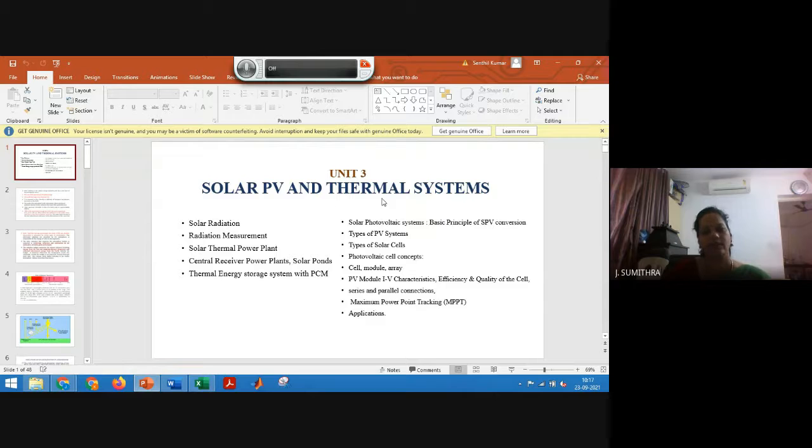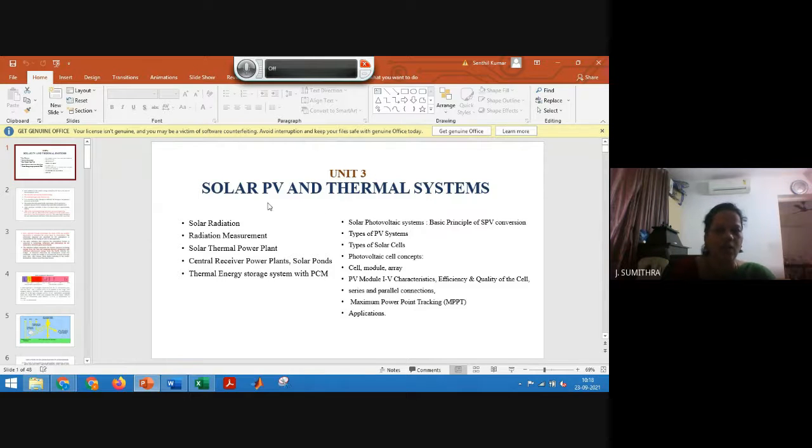Regarding this renewable energy system, the first two units are already covered. In the first unit, we discussed in general the different types of renewable energy sources, the pros and cons of each, where these energy sources find their application, and the limiting factors for the selection of each source. In the second unit, which is related to wind energy, we dealt at length with how wind energy is utilized in generating electrical energy.